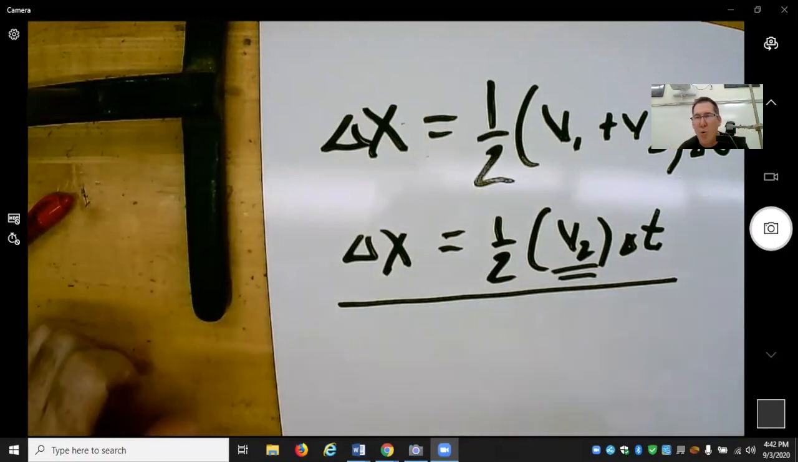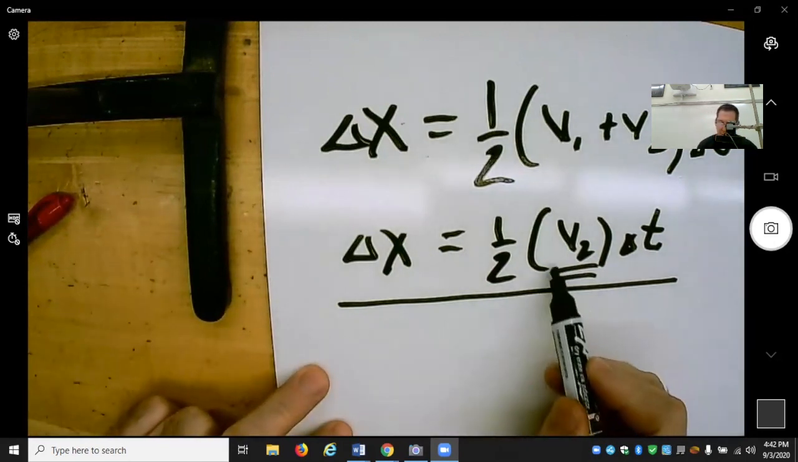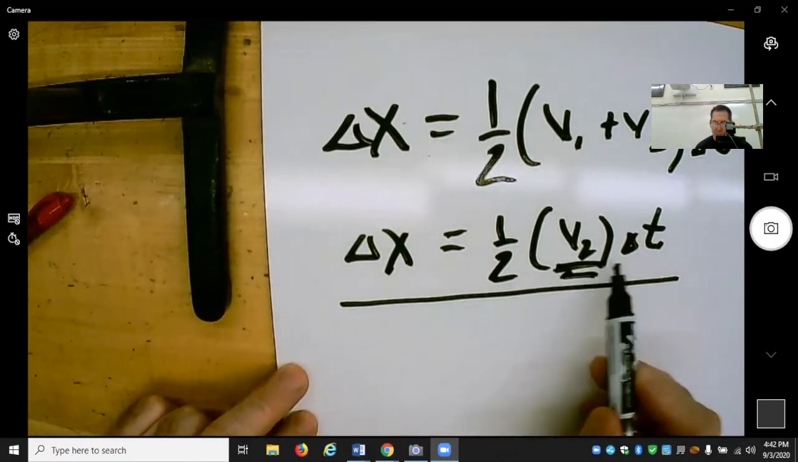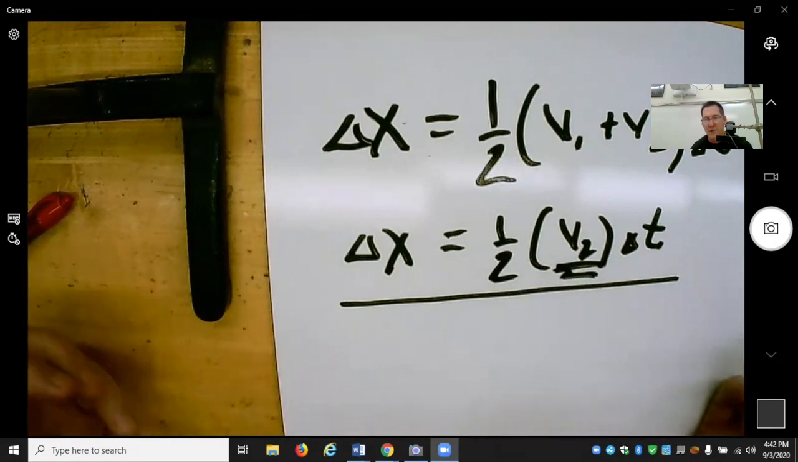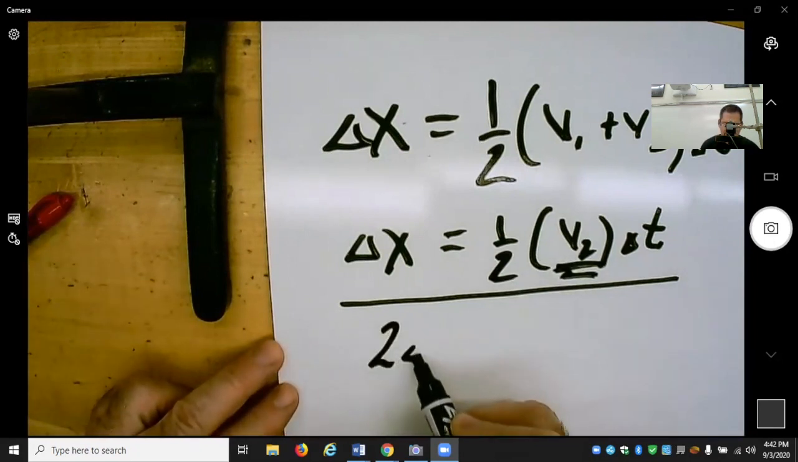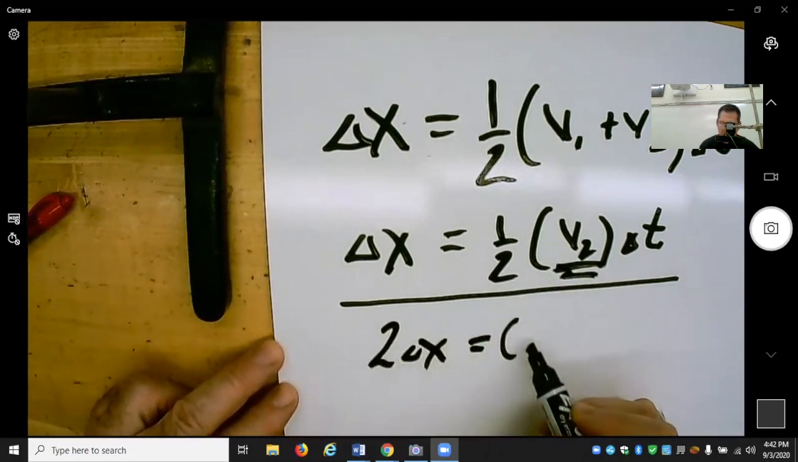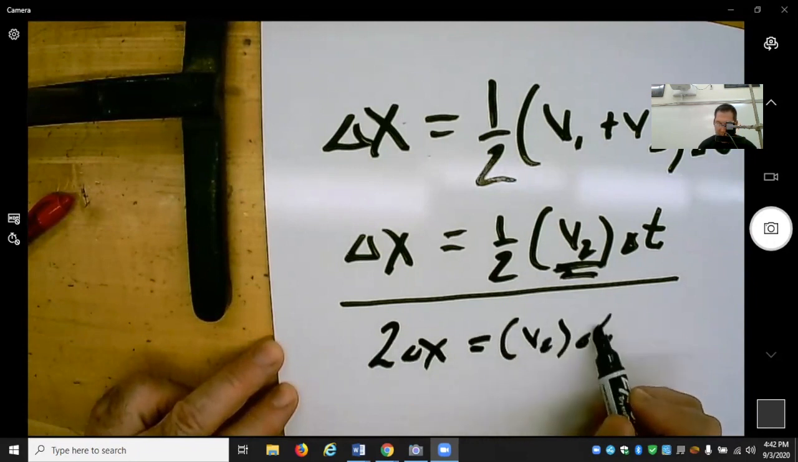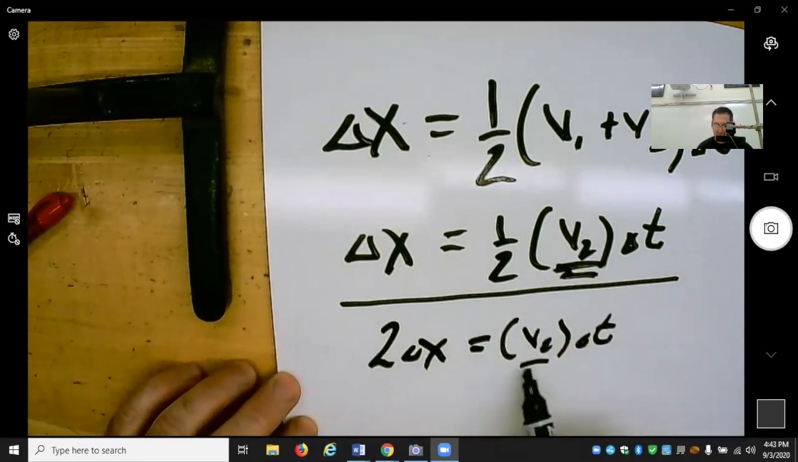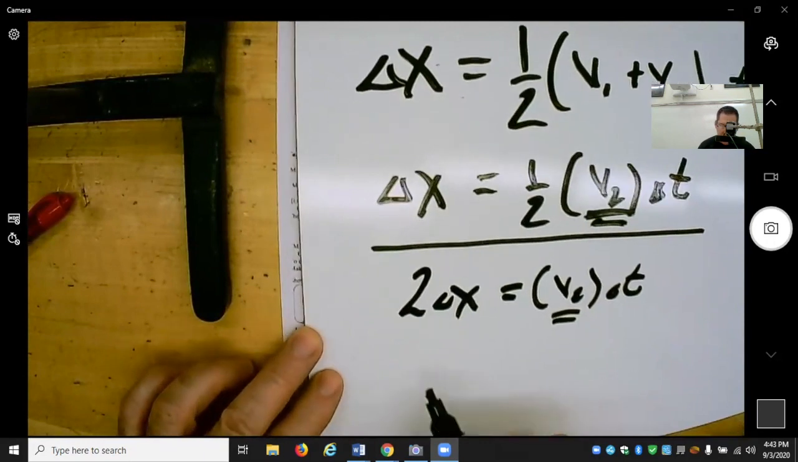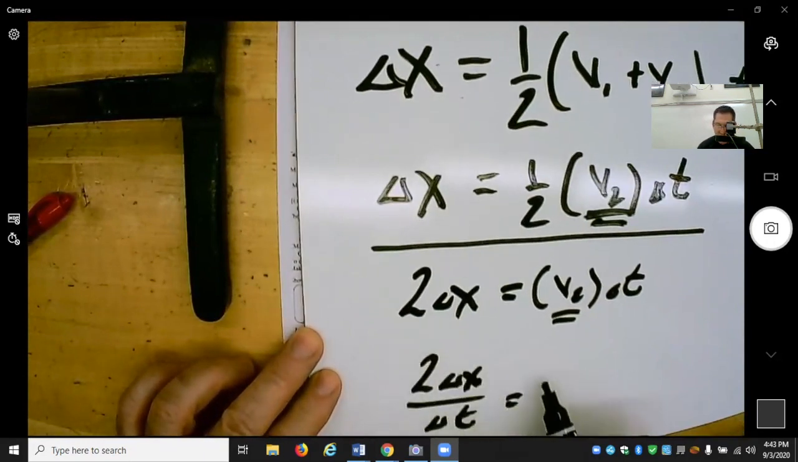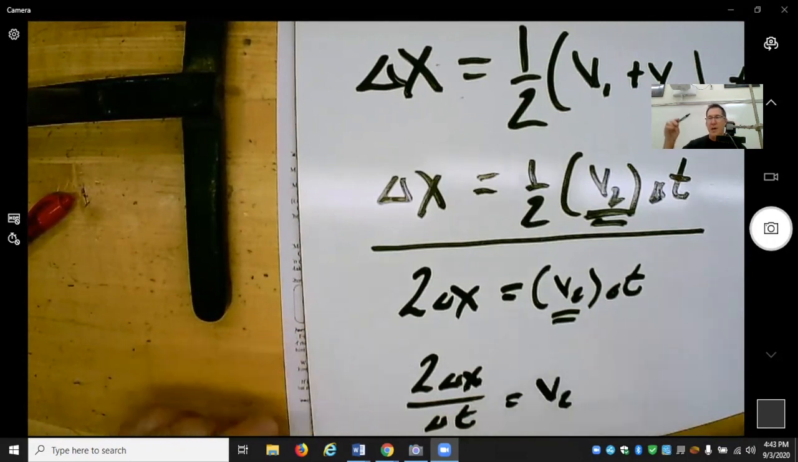So if you struggle a little bit early on, no worries, you're going to get much better at it. So solving for v2, I'm going to multiply both sides by 2. That's the same as dividing by 1/2. So I got 2 delta x equals v2 times delta t. Then to solve for v2, I'm going to divide both sides by delta t. So I got 2 delta x over delta t equals v2.